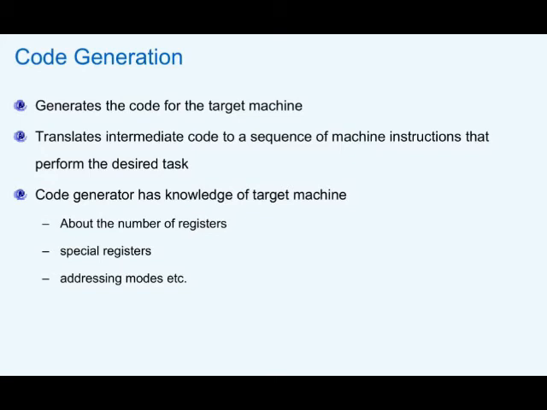Now for this work, the code generator must have knowledge of the target machine, that is, what is the number of registers available, what are the special purpose registers, and what are the addressing modes which are going to be used by the machine. Keeping all these things in mind, the code generation phase will generate the executable or the object code.